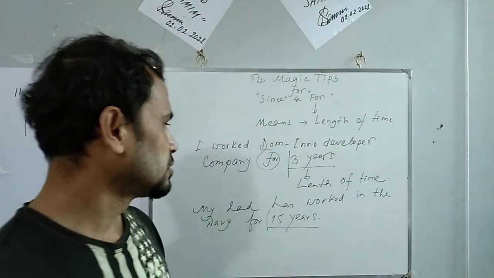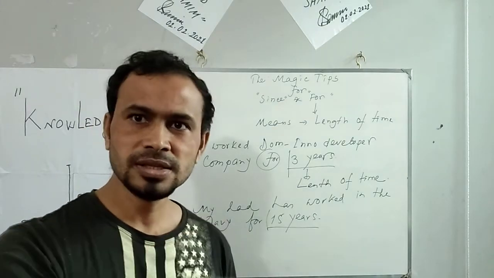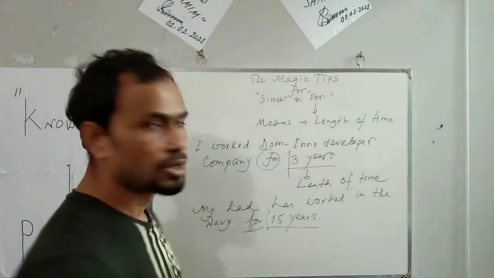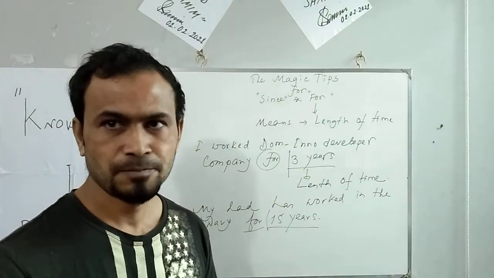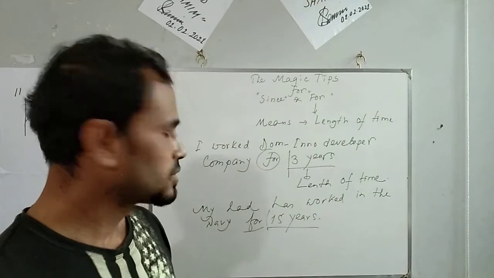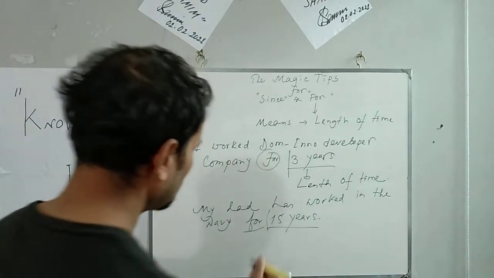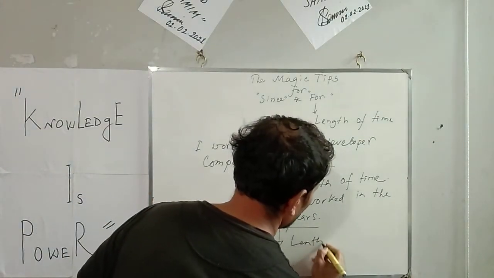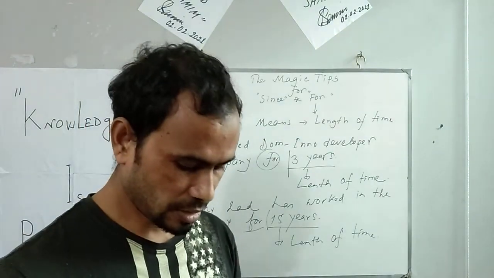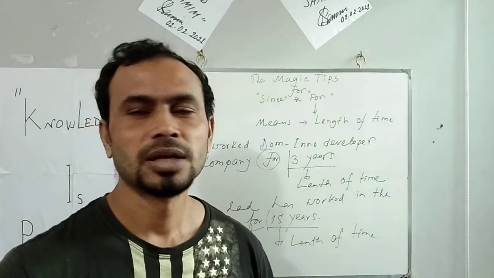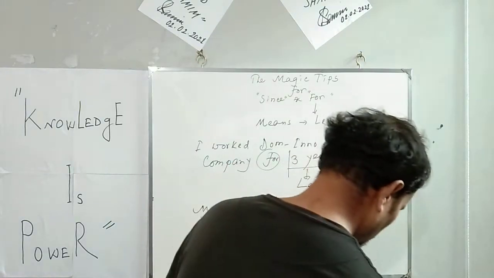So 3 years, 15 years, 2 years, 5 years, this is the length of time. In this case, we always use for before 3 years, 15 years, 5 years. For means length of time, and here 15 years is a length of time. I think, my friend, you understood properly what I am trying to say about for meaning length of time.